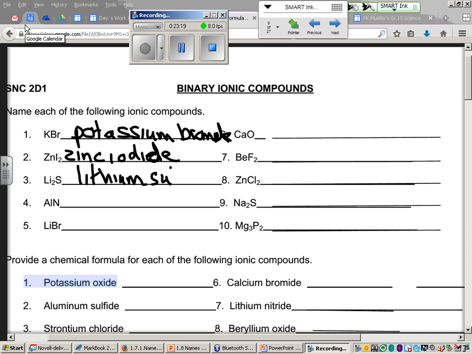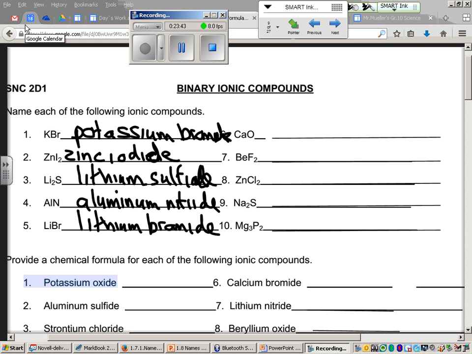Lithium sulfide. Sulfide. Next, Mackenzie. Aluminum nitride. Next. Lithium bromide. Lithium bromide. Up top there, Kendall. Calcium oxide. Next, Trent.